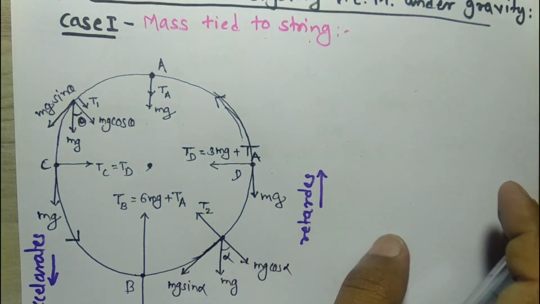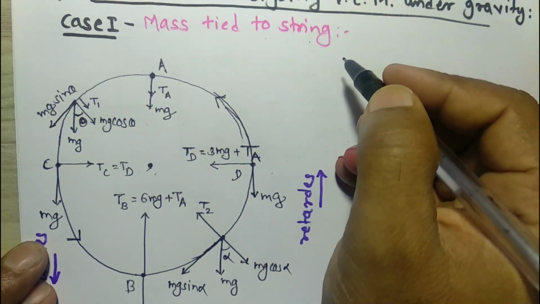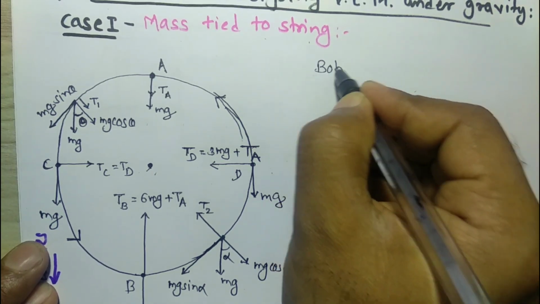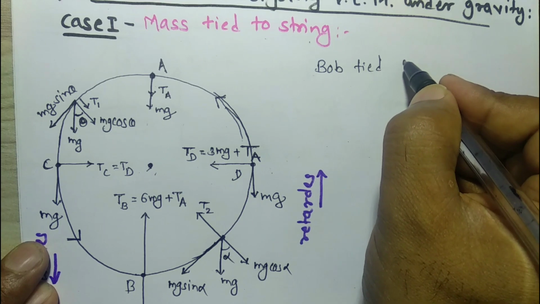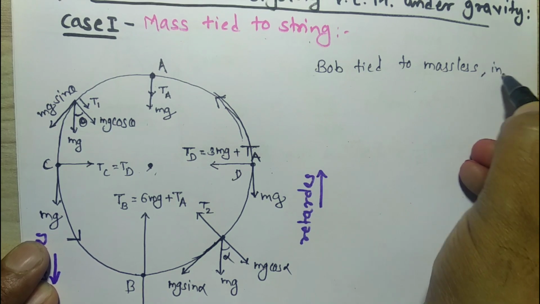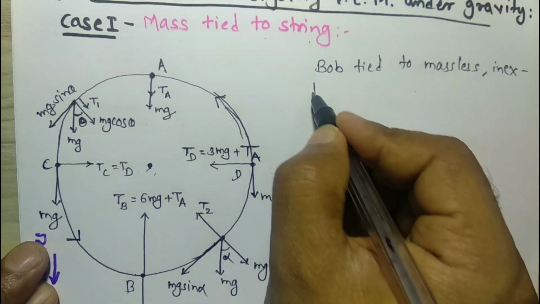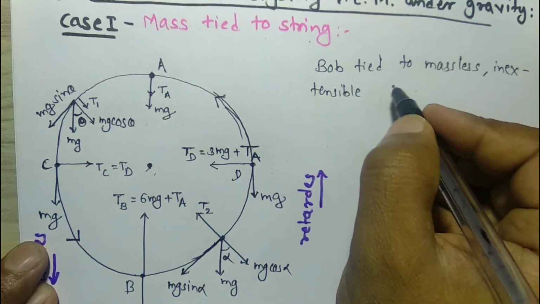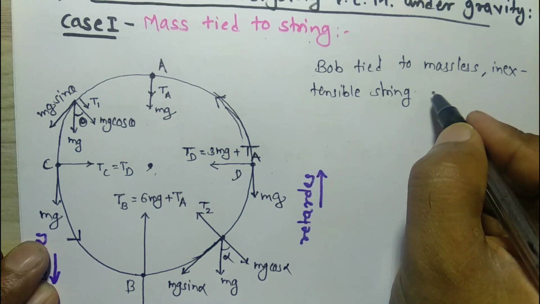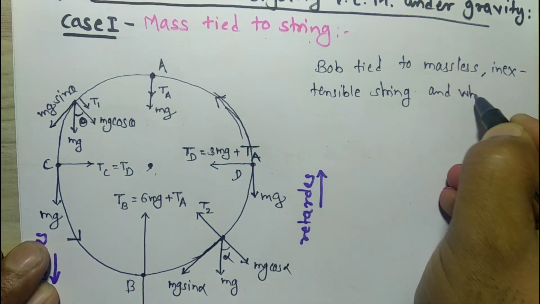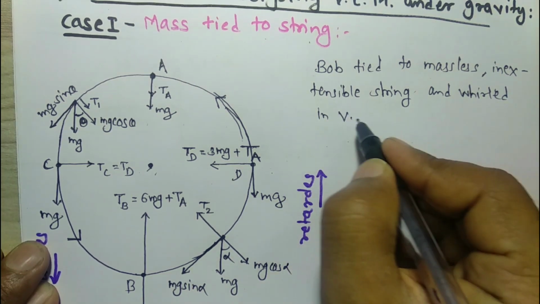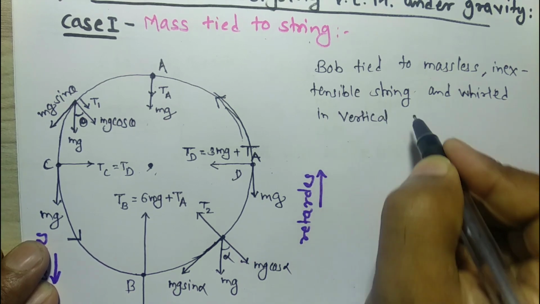And inside this we will take the consideration of mass tied to the string, and we have to describe first of all a bob tied to a massless inextensible string, and reeled in a vertical circle.